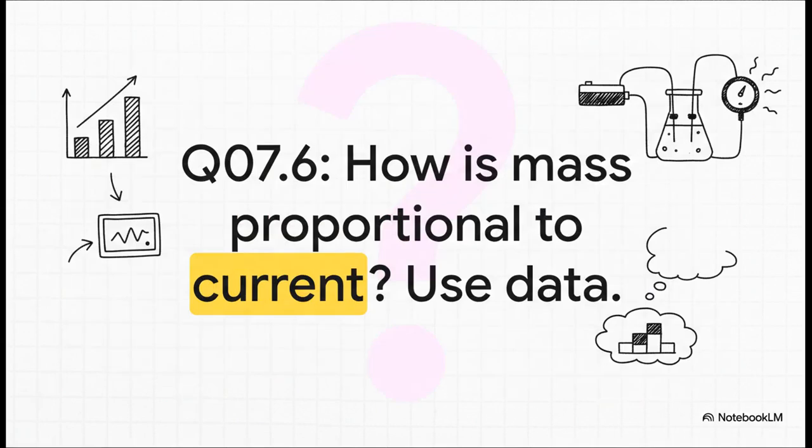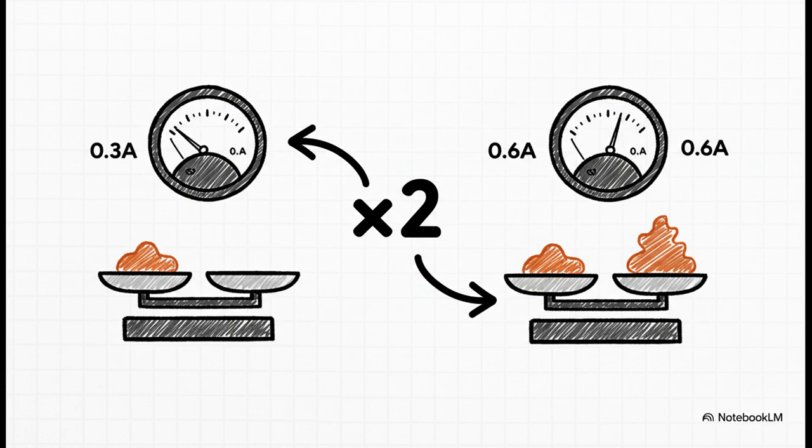Okay, same idea, but this time we're looking at the relationship with the current. Now look closely. The question specifically says use data from figure 5. That's a huge clue. If you don't pull some numbers from the graph to back up your point, you get 0 marks. Simple as that. So here's how you nail that mark.